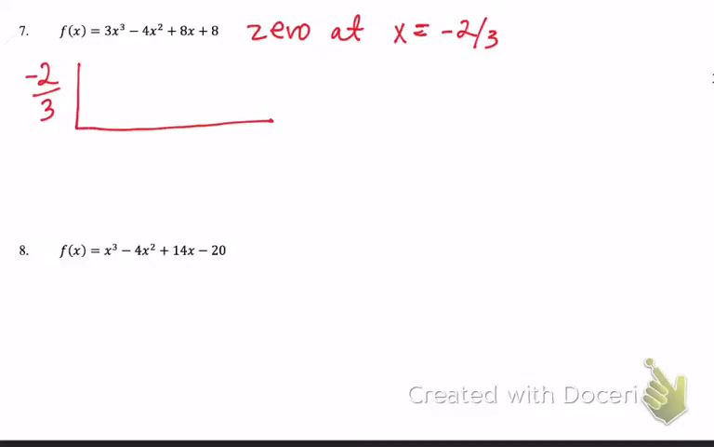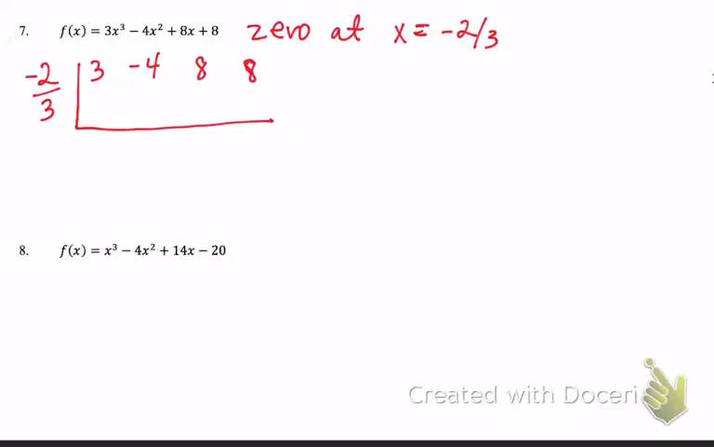So for number 7, if you graph that, you should find on the graph, if you look for the 0, it says a 0 at -2/3. X equals -2/3. And so if I use synthetic division, I can actually use a fraction, -2/3. I'm going to write this as 3, -4, 8, x squared, 8, and 8.